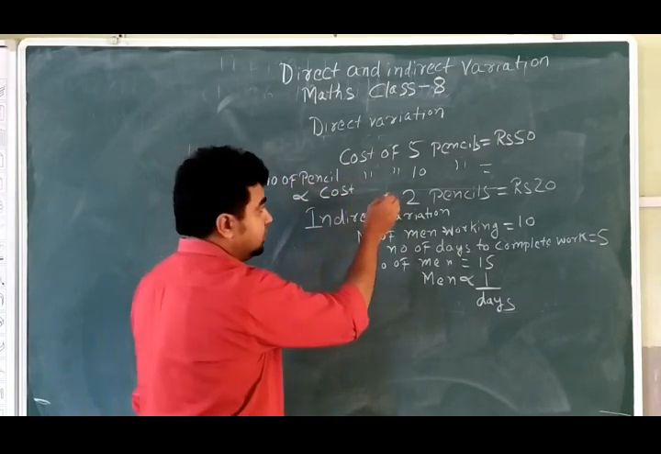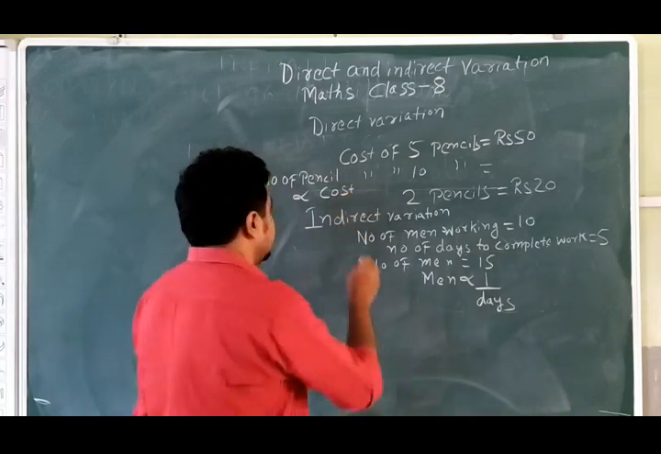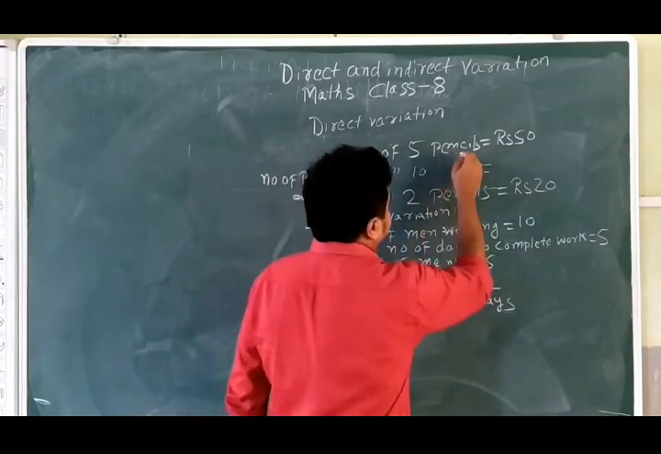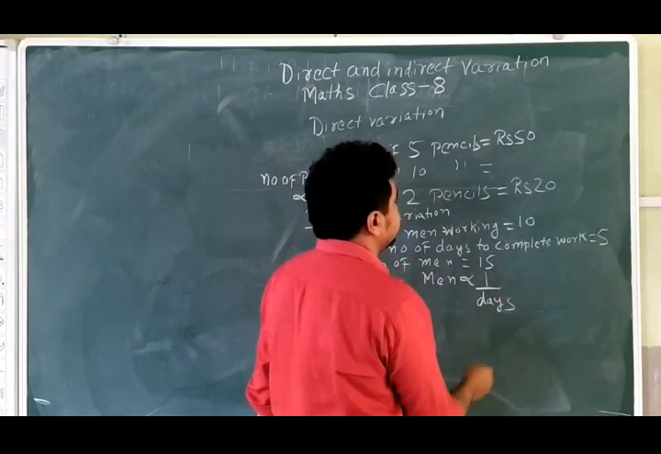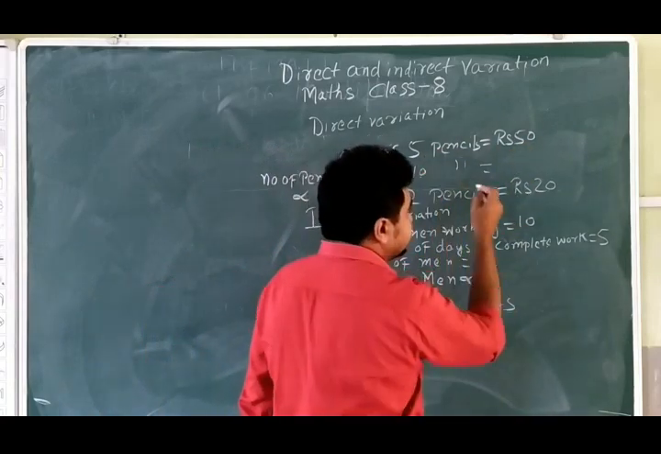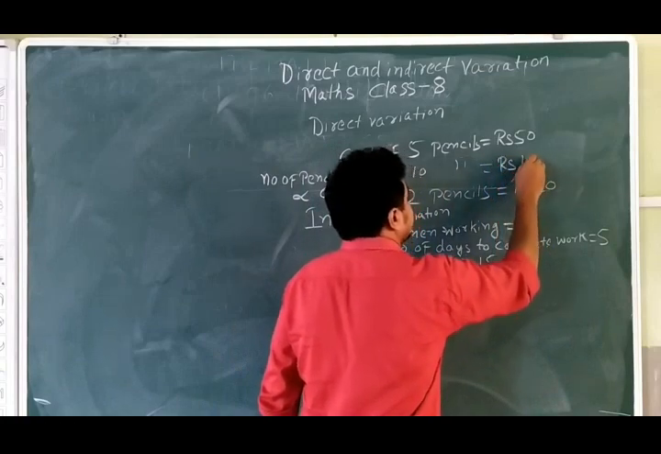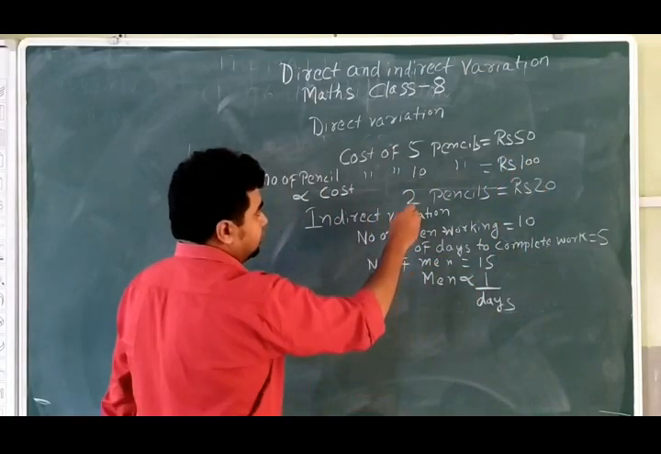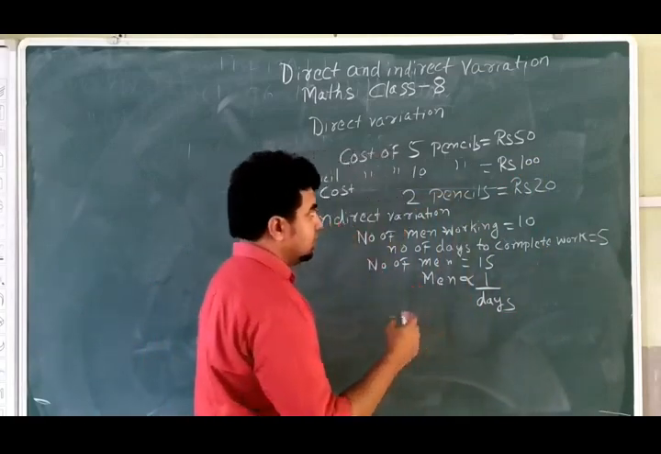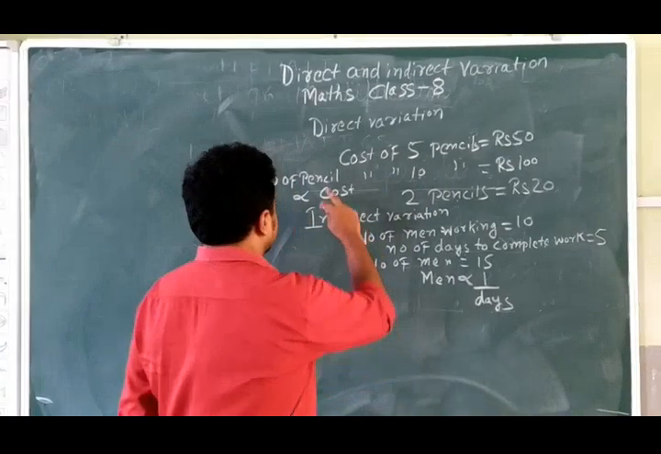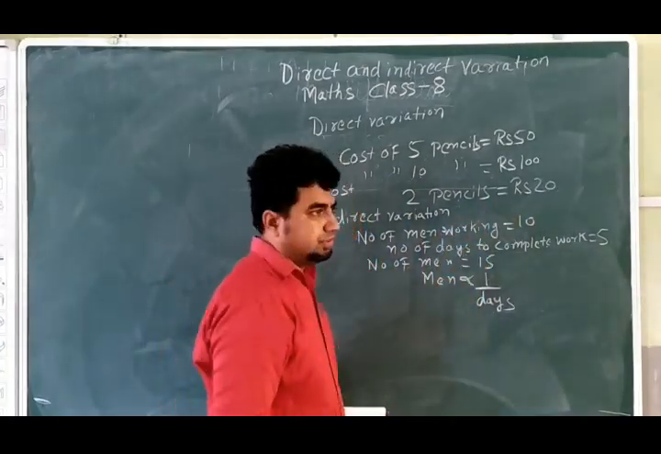More number of pencils, more cost. Less number of pencils, less cost. So here we are seeing that 5 pencils is 50 rupees. If I am taking 10 pencils, it is more than 5, so it will come out to be 100. If I am taking 2 pencils, it is less than 5, which means if I am decreasing the pencils, it will cost less.